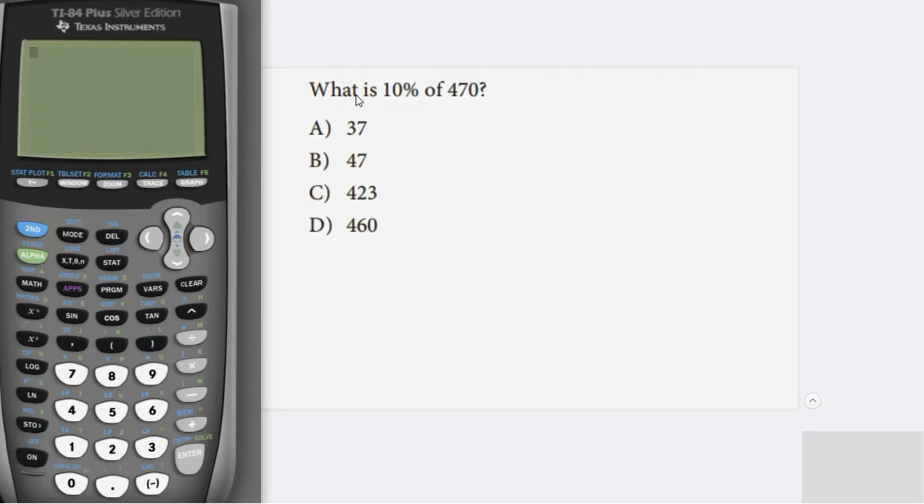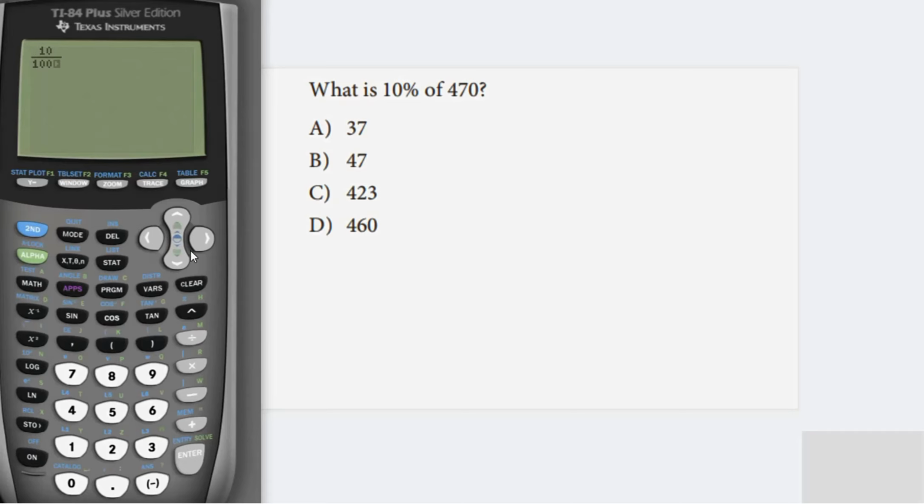So 10% of 470 simply means 10 over 100 times 470. To input this in the calculator, all you need to do is press this math button, then navigate to numbers, then scroll up, and go for this option D. Then press enter. So we have 10 over 100.